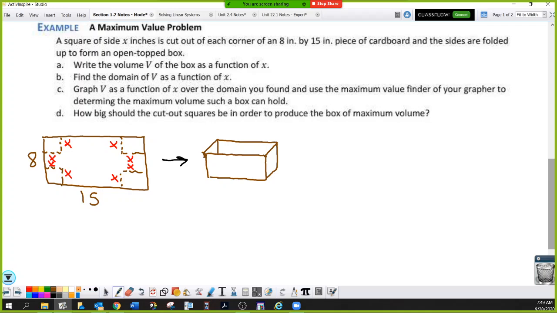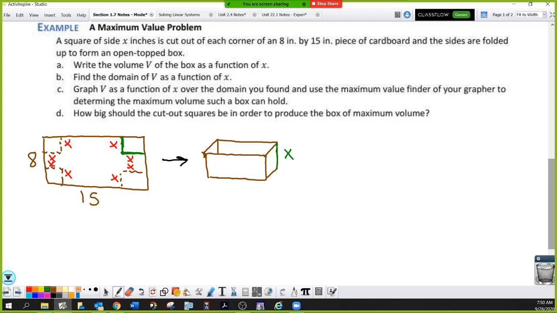The one thing we know right now is that when you folded this bad boy up, this and this became, say, this one right here. They're going to touch right there. So we know then that this box's height is the side length of the square. It's x. Now part A says something about volume. So we know we're going to be dealing with the volume of a box, right? That means I need to know its length and its width.